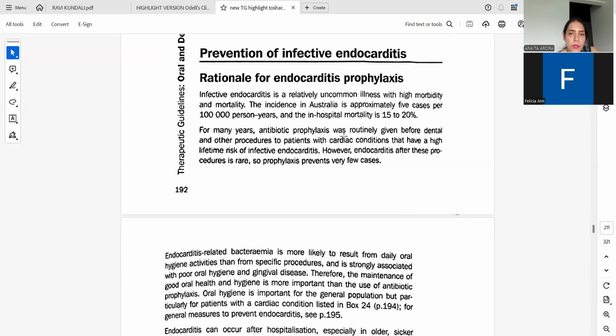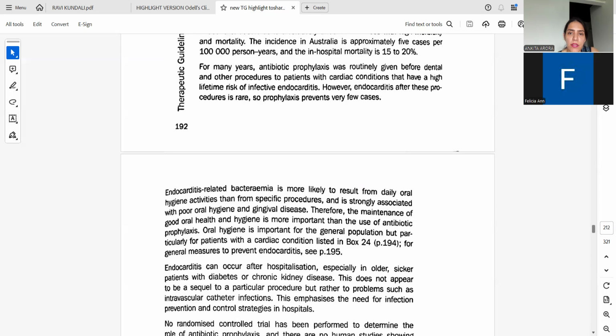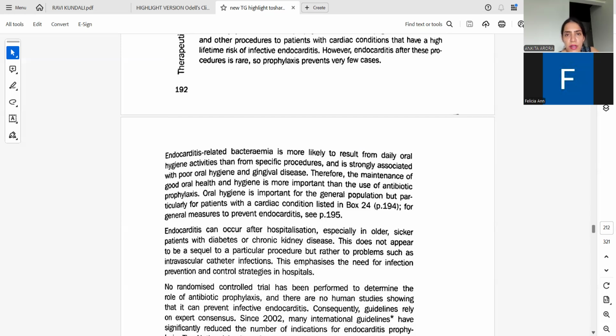So for many years, antibiotic prophylaxis was routinely given before dental and other procedures to patients with cardiac conditions that have a high lifetime risk of infective endocarditis. So the previous guidelines or recommendations were for giving infective endocarditis prophylaxis. However, endocarditis after these procedures is rare. So prophylaxis prevents very few cases. They had done a lot of research and found out that very rarely do we actually reach that stage of needing to give antibiotic prophylaxis for infective endocarditis.